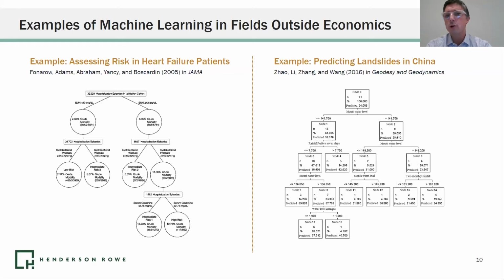And so you ask questions about the patient. You ask, what is the patient's blood urea nitrogen level, what is their systolic blood pressure, and so on. And if you ask enough of these questions, you can come up with a prediction about the level of risk that patient has heart failure. The chart on the right, this is a machine learning decision tree that's using data from groundwater sensors along the Yangtze River and trying to predict landslides.